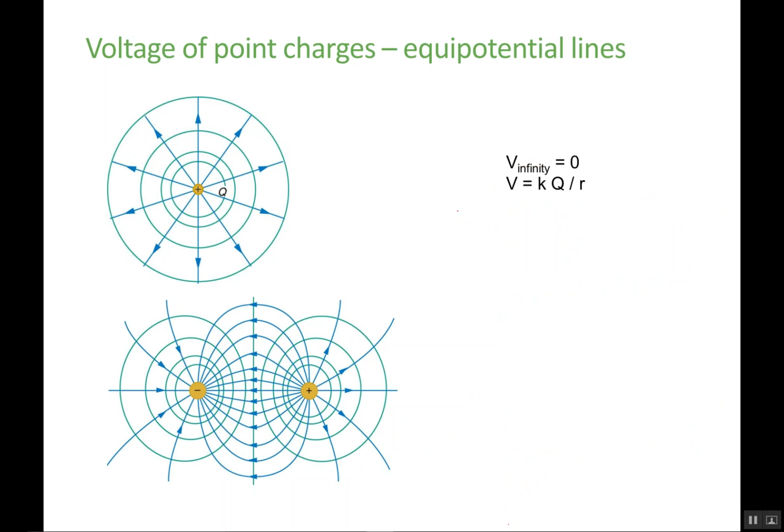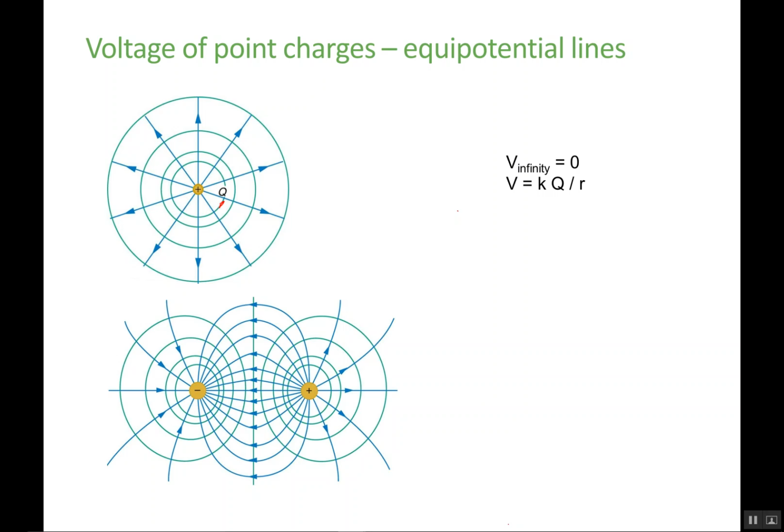So the blue lines in this figure show the electric field lines surrounding a point charge, and then down here surrounding a dipole, where there's a negative charge and a positive charge that are relatively close together in space. The greenish lines, which don't have any directionality and are closed circles, are called equipotential lines, and they're like the contour lines on a map. A contour line on the map shows all the points on the map that have the same elevation. An equipotential line shows all the points in space that have the same voltage.